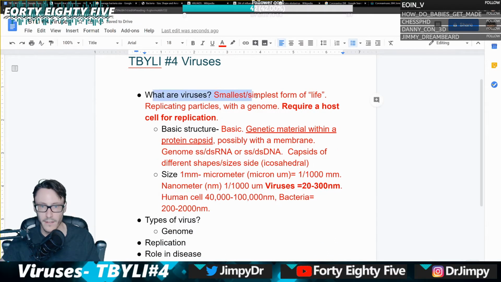Okay, so what are viruses? They are the smallest, simplest form of life. They are replicating particles with a genome that require a host cell for replication. They have a very basic structure: genetic material within a protein capsid, possibly within a membrane as well. The genomes are usually double-stranded or single-stranded RNA or DNA. And capsids are of different shapes and sizes, icosahedral being a very interesting and quite common shape.